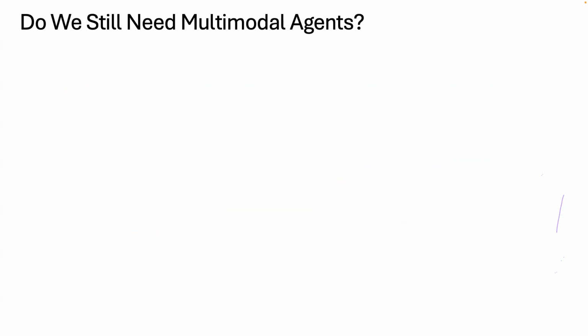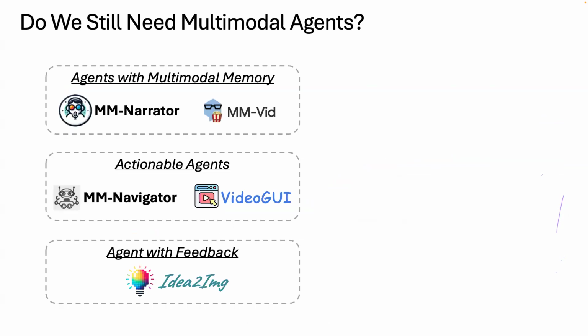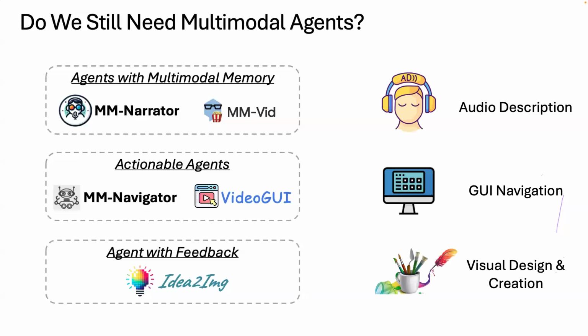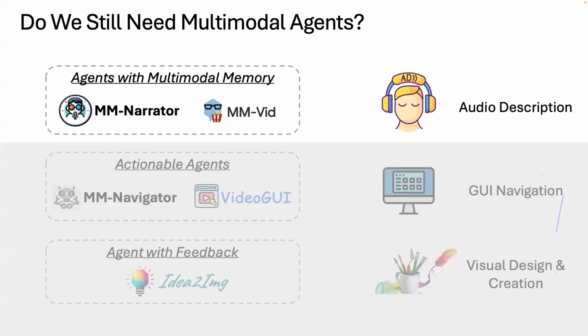In this talk, I'll be introducing three advanced multimodal agent designs: agents with multimodal memory, actionable agents, and agents with feedback. I'll also demonstrate their applications in tasks which, to date, a single large multimodal model still cannot solve. So first, let's take a look at agents with multimodal memory.